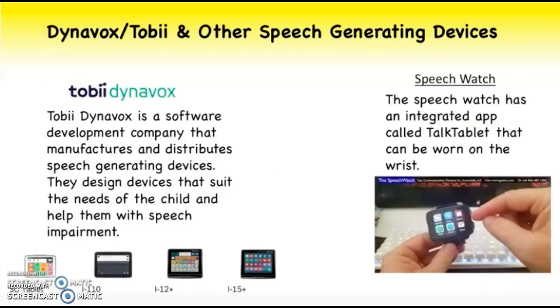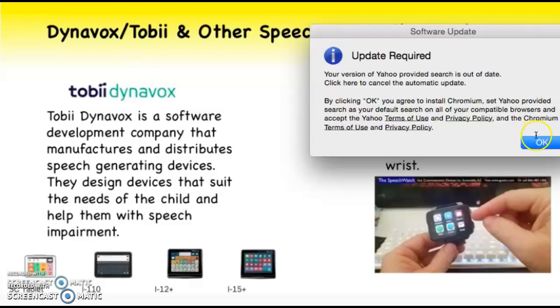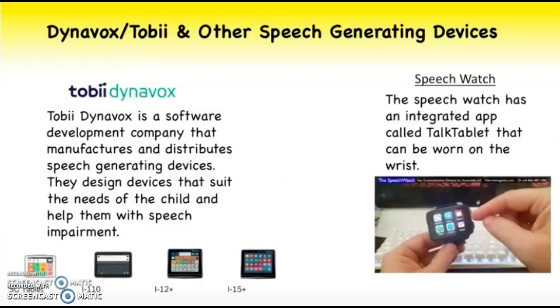The other one is now about speech, and these are speech generation apps. The first one that we have is the Tobii Dynavox. The Tobii Dynavox is a software development company that manufactures and distributes speech generating devices. They design devices that suit the needs of the child and help them with speech impairment. So this is where parents would call this company and have them make an exact one for their child, kind of explaining what they're struggling with or what they need, and then it gets very precise for them. So it's pretty popular too.